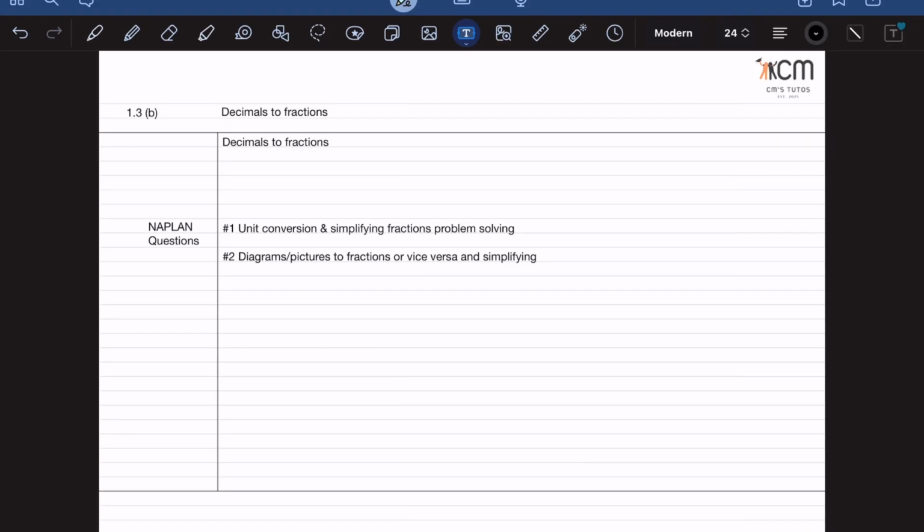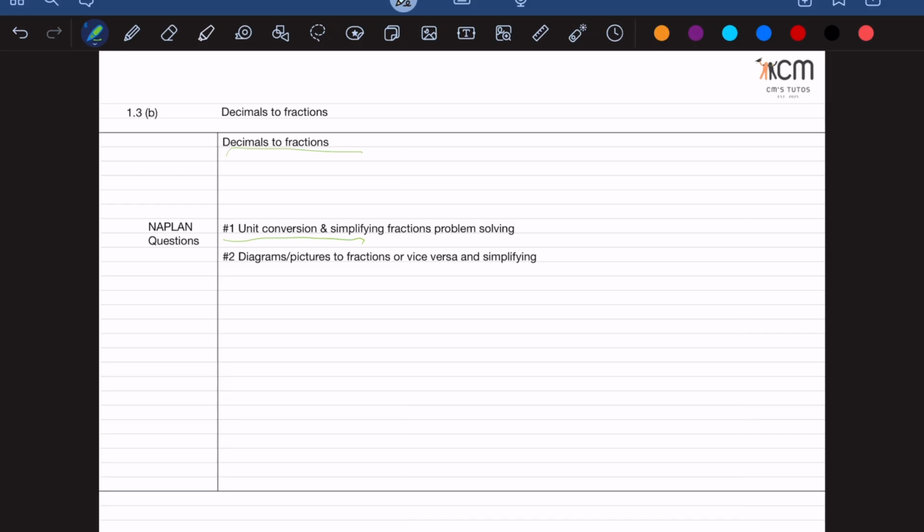Hey everyone, today we're going to be exploring how to convert decimals to fractions. And we will specifically look at some question types. The first one is unit conversion, simplified fractions, problem solving. And the second one is diagrams and pictures about fractions.